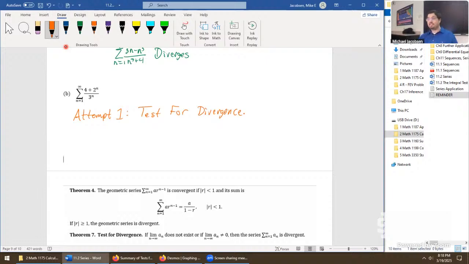Sorry, say again? Integral test would be a good one on that, yeah. That would be pretty interesting to navigate through.